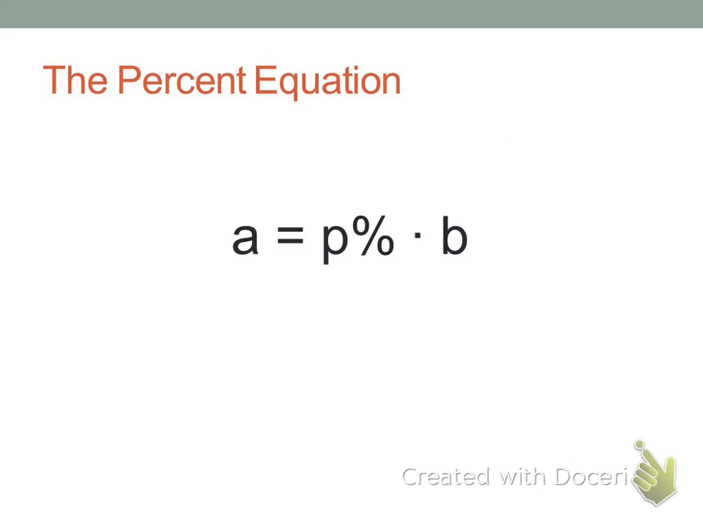So what is the percent equation? Well, it's A equals P percent times B. You need to write this on the top of your notes. So guess what your original problem is going to be on your homework tonight? This equation, okay? You don't need to rewrite the statement. You just need to write the original equation and then substitute your numbers.